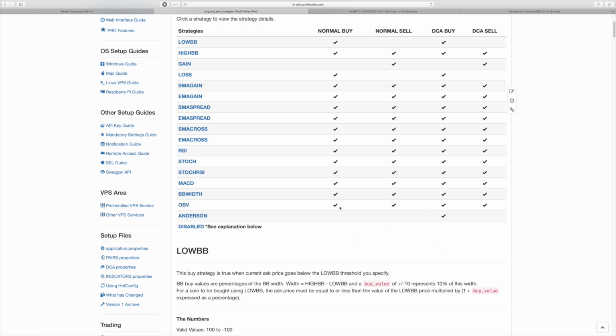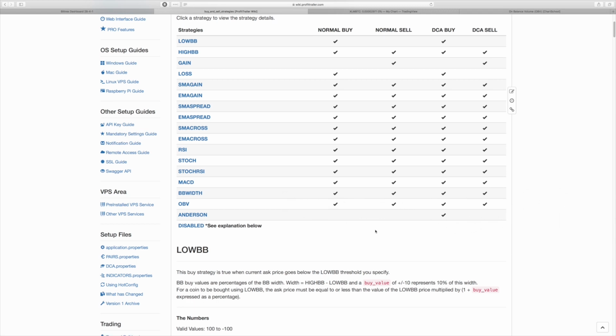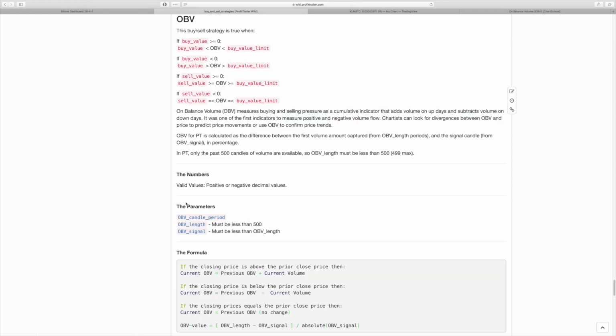That is your on-balance volume. Now, according to the chart here, you can use it for all forms of buying and selling if you so wish. So we click this link. It takes us down to the article. And so we have the buy and sell strategy. Wow, there's a lot of stuff here. How many times can it be true? So it says that it can be true if so.